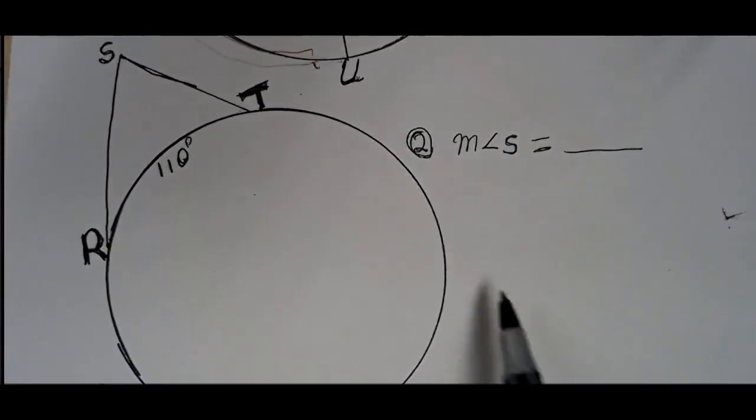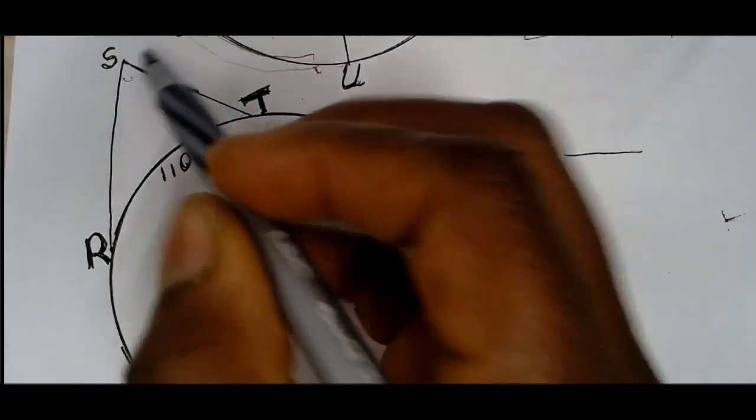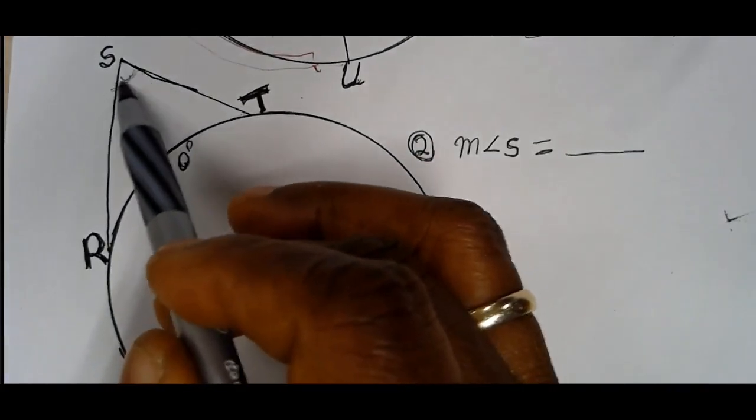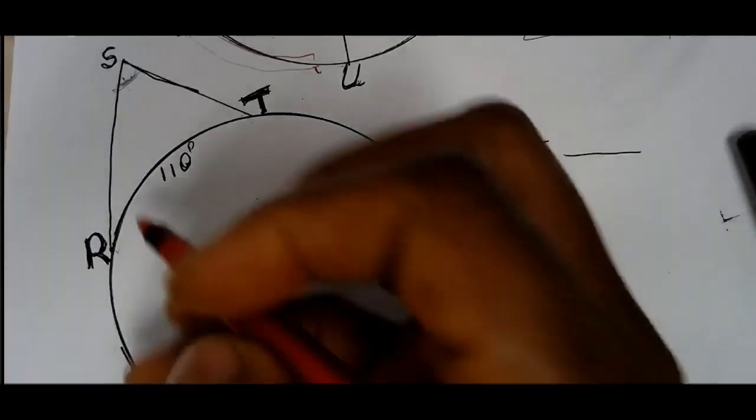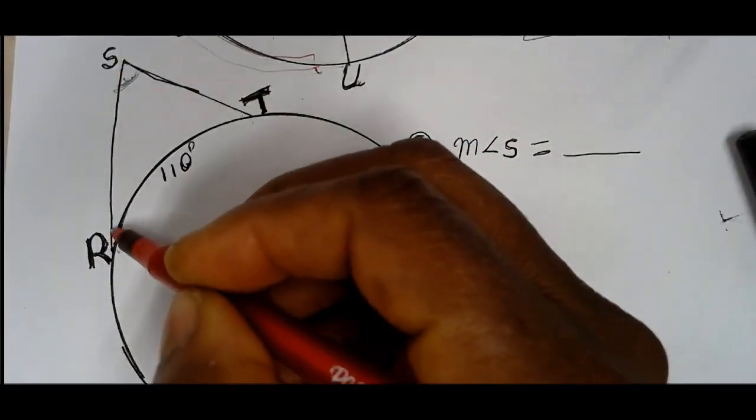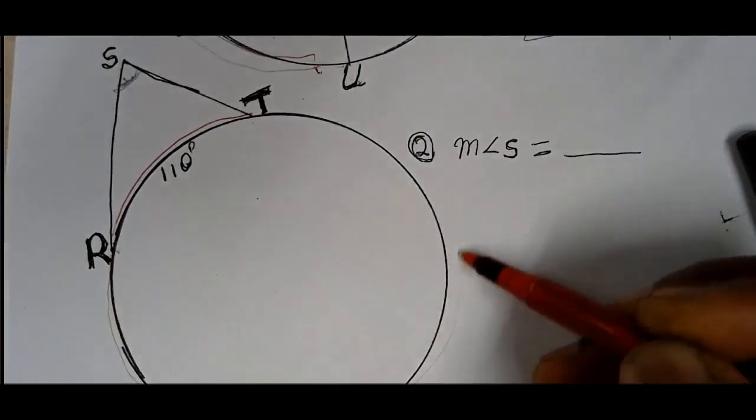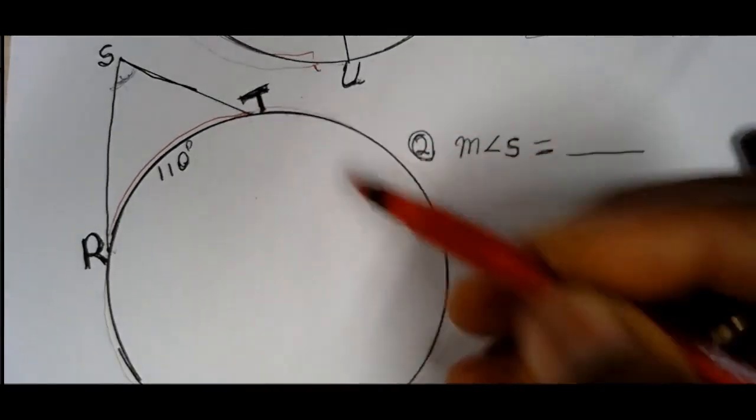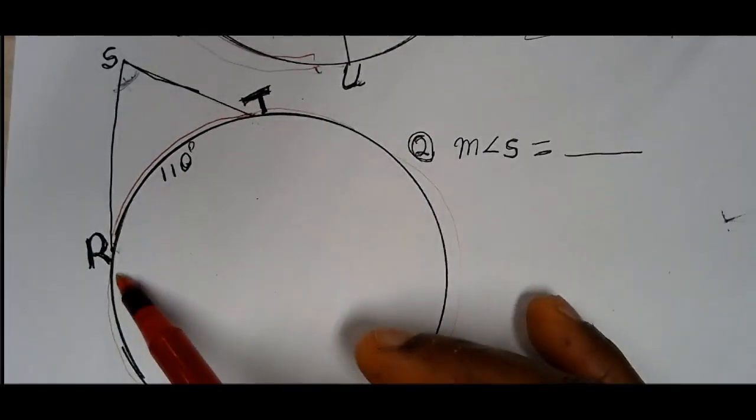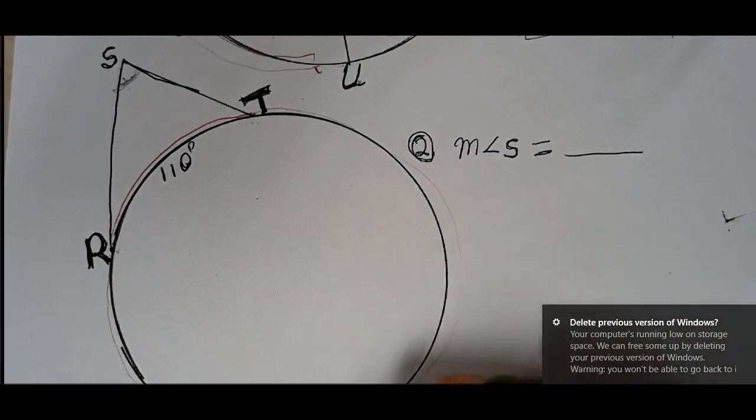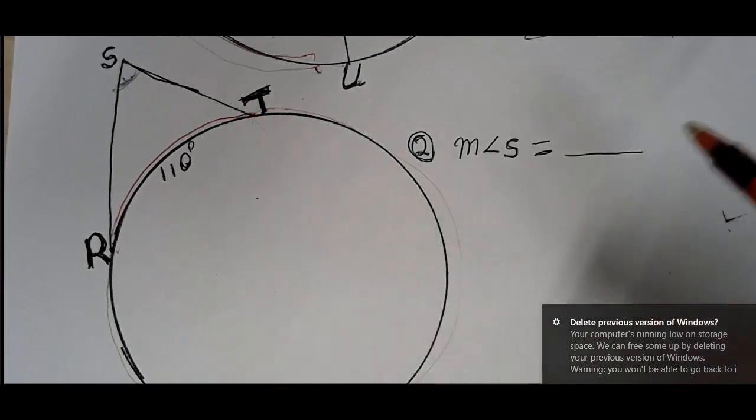Okay, second one. Let's look at this one. We find the measure of angle S. Angle S is over here. This is outside the circle, formed by 2 tangents. So again, we consider the 2 arcs that the angle intercepts: this arc and the remaining whole arc. We don't know this arc, but we can find it because this arc and arc RT add up to 360. So let's find that first.